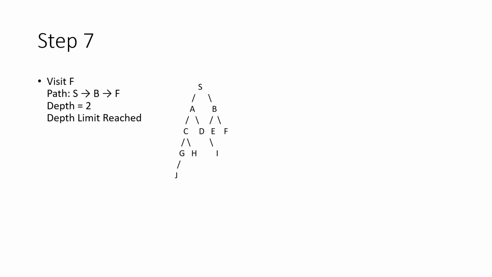So what are all the nodes we have visited? S, A, C, D, B, E, F. We have visited all the nodes with the help of the depth limited search, but we cannot find the goal node I, because we are having the depth limit of 2. That's why we cannot find the node I, which is the goal node. That is the main reason.